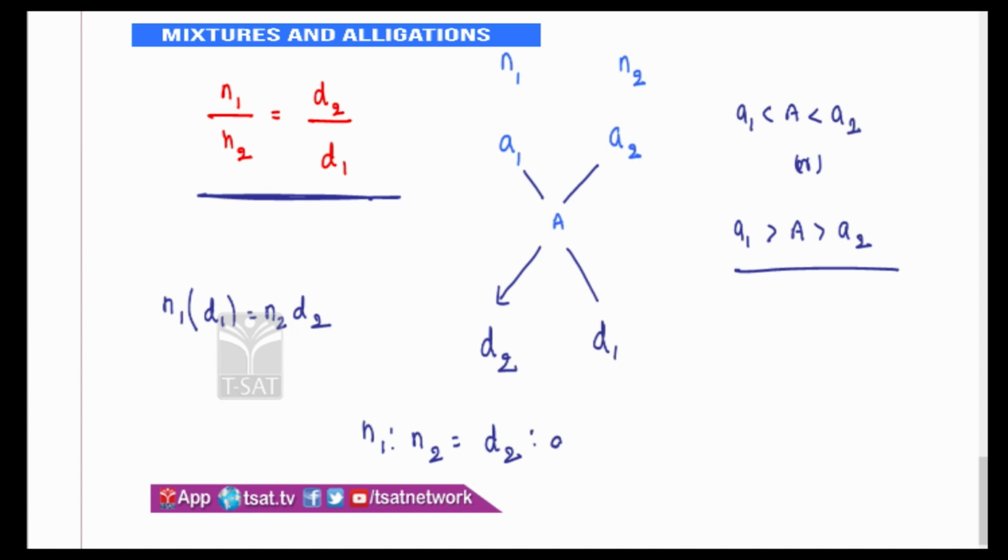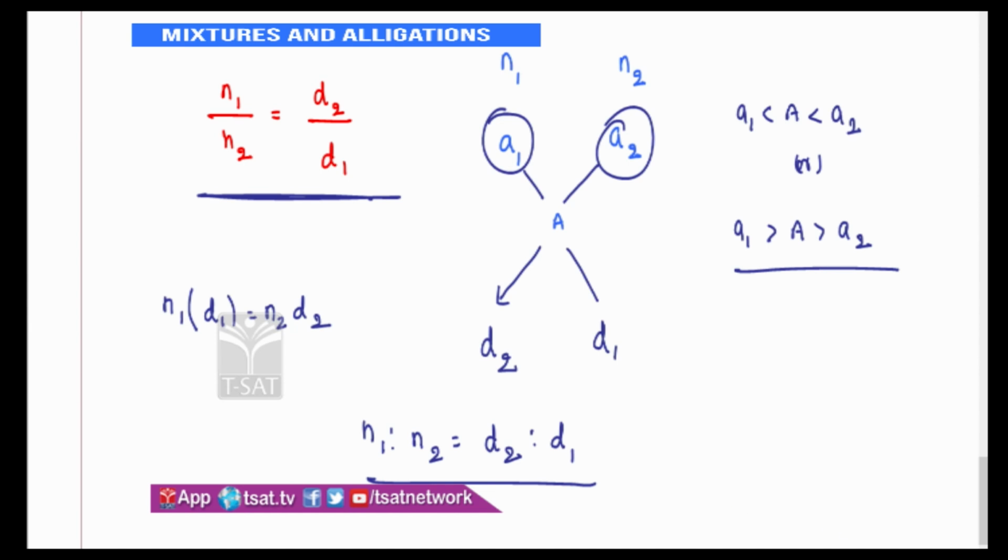It's all about grouping only. D2 is to D1. That is the reason we write the average of the first group, the average of the second group, and the average of the whole group combined. N1 and N2 are respectively the number of members in the first group and the second group.